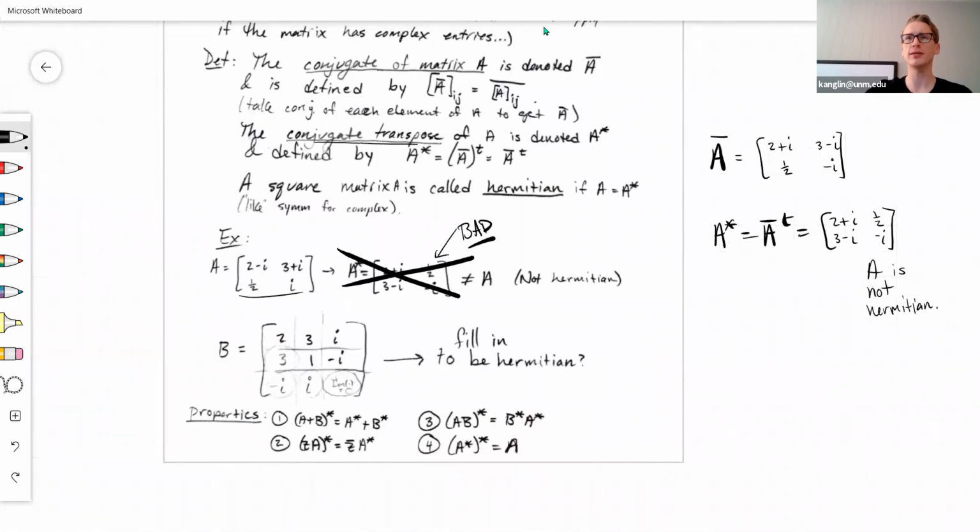transpose. Sorry, just one second. Let's see. Sorry about that. I had a technical difficulty on my end here.